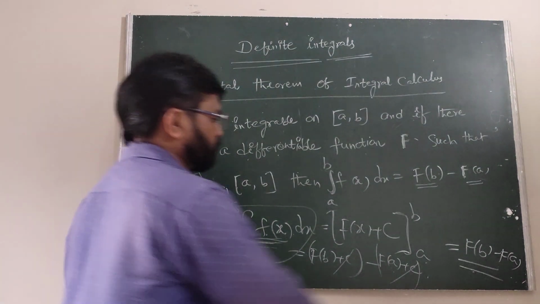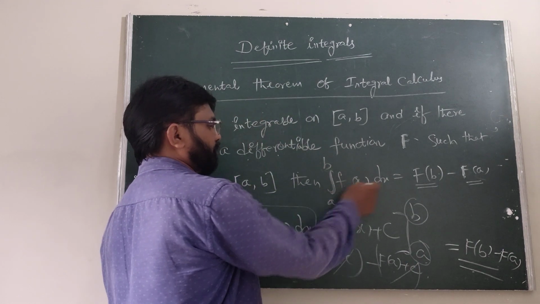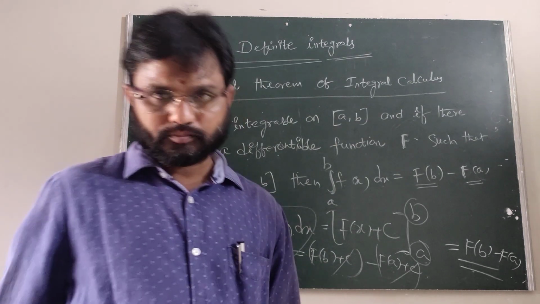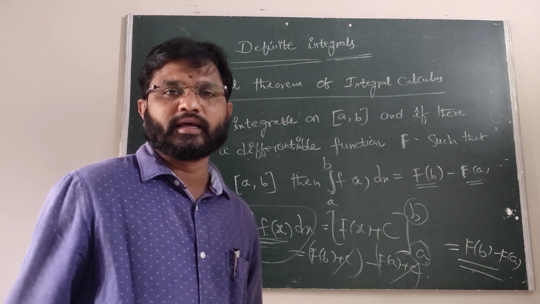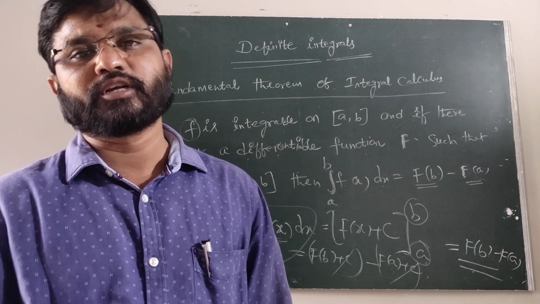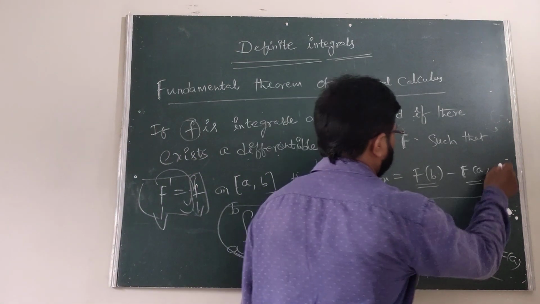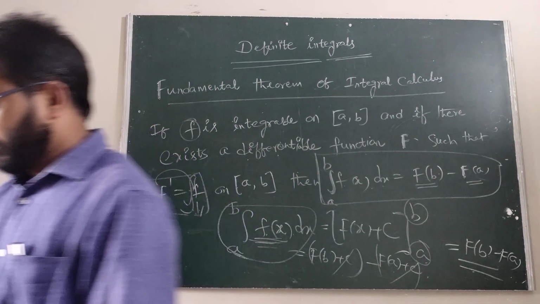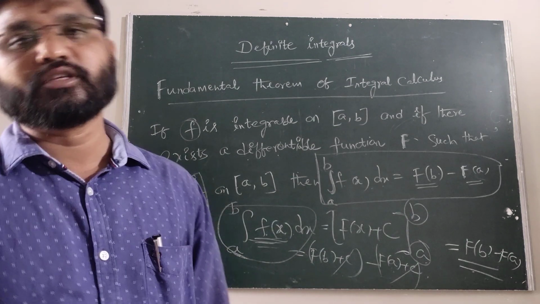Therefore, this gives F of b minus F of a. The proof that the integral from a to b of f of x dx equals F of b minus F of a is beyond this level; you will learn it in higher classes. This is called the Newton-Leibniz rule, or Newton-Leibniz formula.